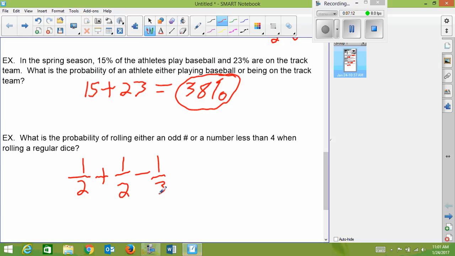So 1/2 plus 1/2 would be 1, right? And 1 minus 1/3 would equal 2/3. So you would have a 2 in 3 chance of rolling either an odd number or a number less than 4, okay, when you're rolling a regular dice. A 2 in 3 shot. So that one was an overlapping event. This one was a mutually exclusive event. Okay, those are two separate things.